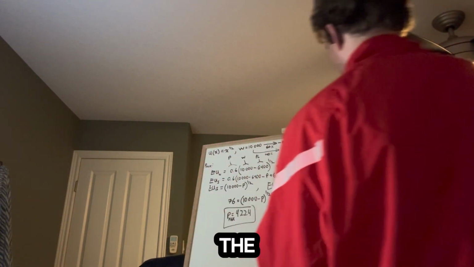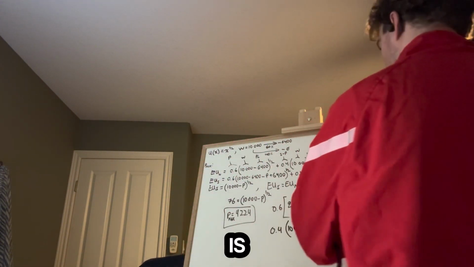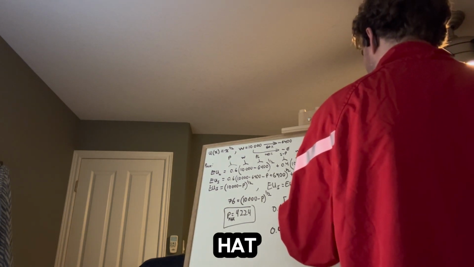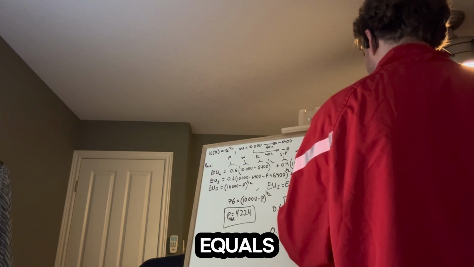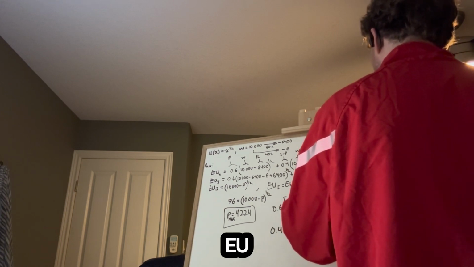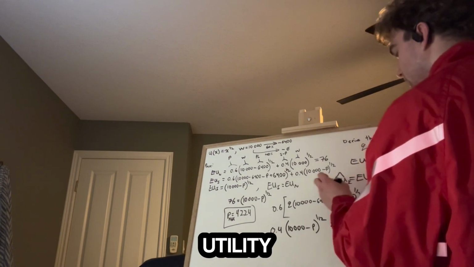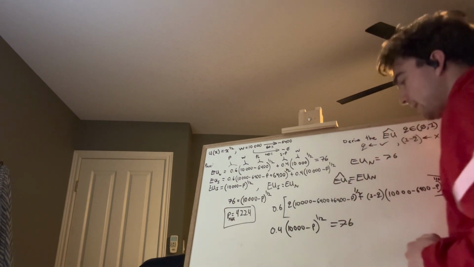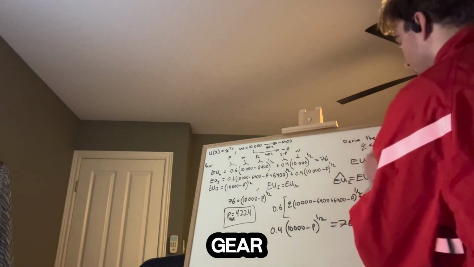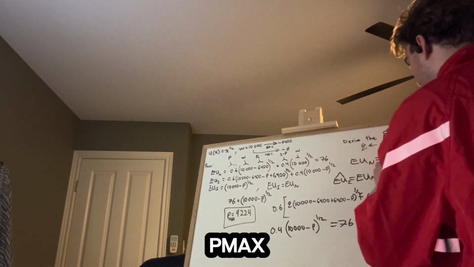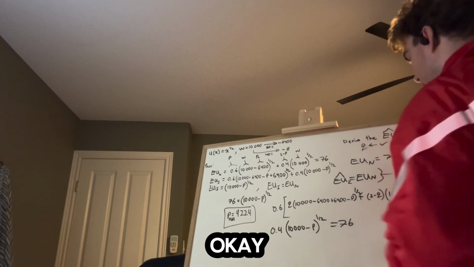So this is, where should I put it? This is EU hat equals EU, and this is your new insurance utility, expected utility, equaling your, and this will give you your Pmax. Okay?